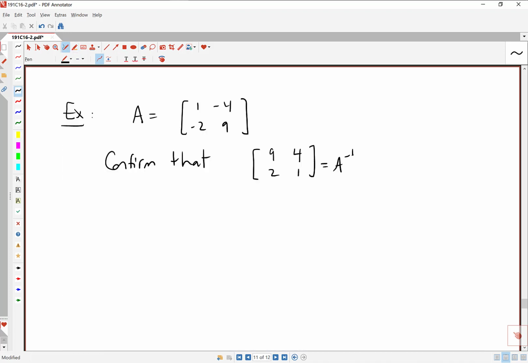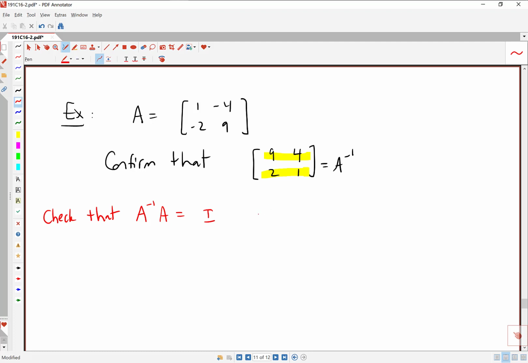We're going to do a couple of short examples here just to practice this idea of the inverse of a matrix. In this example, we're given a 2 by 2 matrix A, and we want to confirm that this matrix here is the inverse of A. Let's think about how we do that. Let's think about the key property that a matrix inverse has. The property is that A inverse times A should equal the identity matrix. So our job is just to check that this is true.